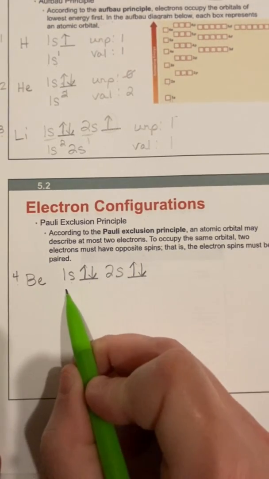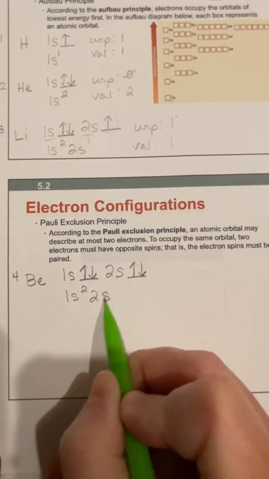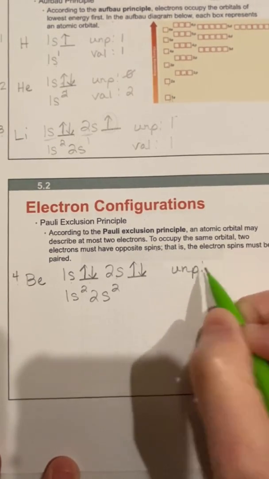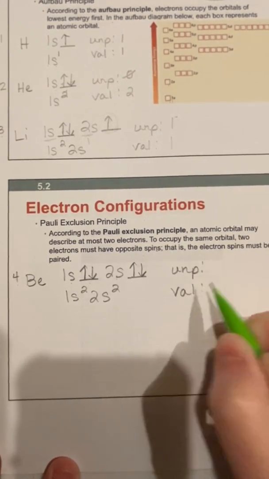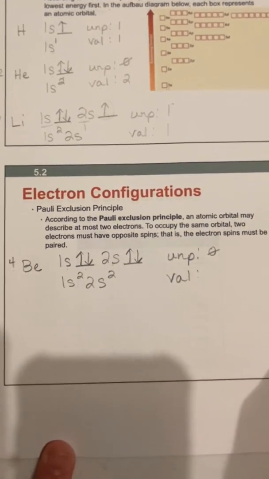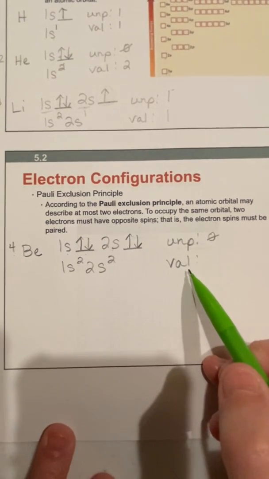The short form for beryllium would be 1s has 2 electrons. The 2s has 2 electrons. Then I've also got to be able to say how many unpaired and how many valence. Well, when I look at this, those 2 are paired up, those 2 are paired up. There's no unpaired electrons in this element. And that can happen. There can be unpaired, or there aren't any.